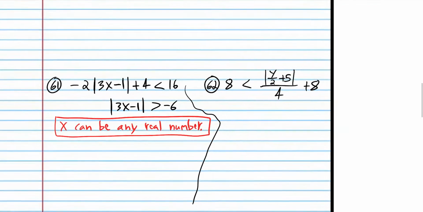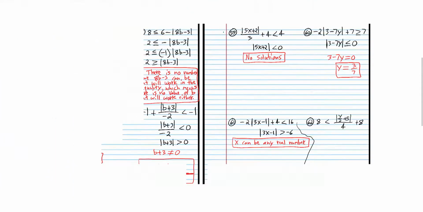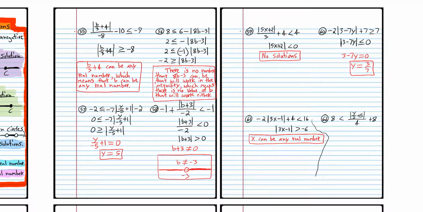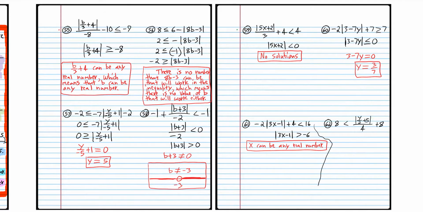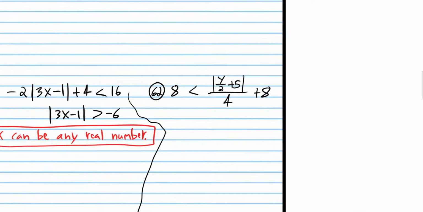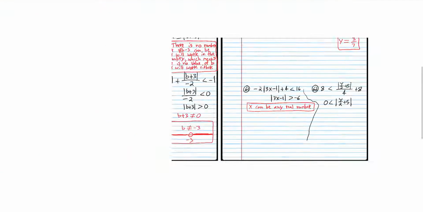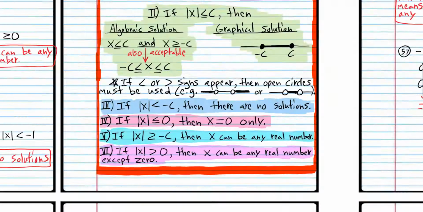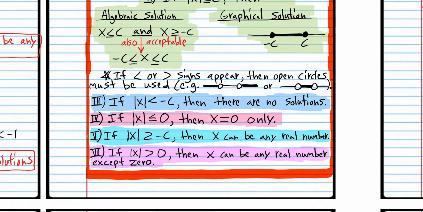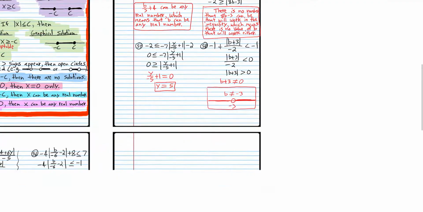All right, so why don't you try number 62, and when you come back, we'll do it together. All right, we're back. Subtract 8 from both sides, multiply both sides by 4, and you get 0 is less than absolute value of y over 2 plus 5. And absolute value is greater than 0. That means that x can be any real number except 0.